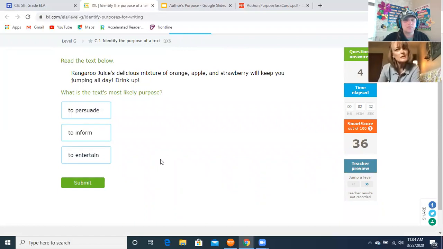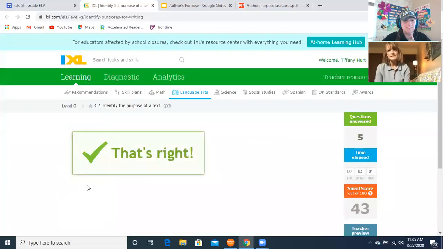Kangaroo Juice's delicious mixture of orange, apple, and strawberry will keep you jumping all day. Drink up. Is this to persuade, to inform, or to entertain? Again, I think it is to persuade. And the reason I think it is to persuade is because it sounds like an ad, because they're saying drink up and it'll keep me jumping all day. And that's exactly what I need to get through the day, something that gives me energy. So I think they're trying to persuade me into buying this delicious drink. I think you're right. Yay!